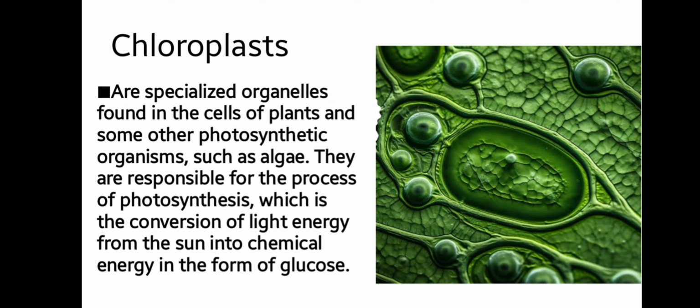Chloroplasts are specialized organelles found in the cells of plants and some other photosynthetic organisms such as algae. They are responsible for the process of photosynthesis, which is the conversion of light energy from the sun into chemical energy in the form of glucose.